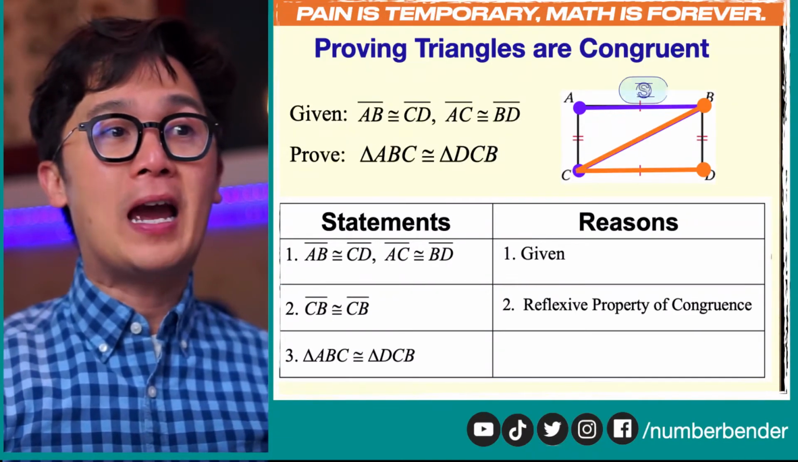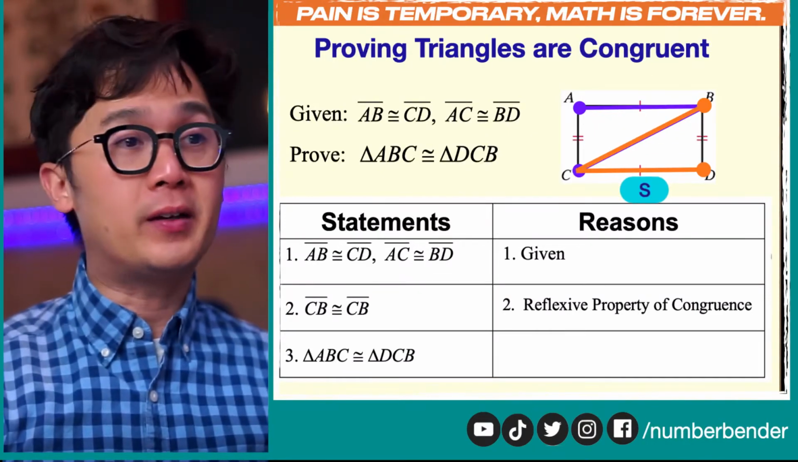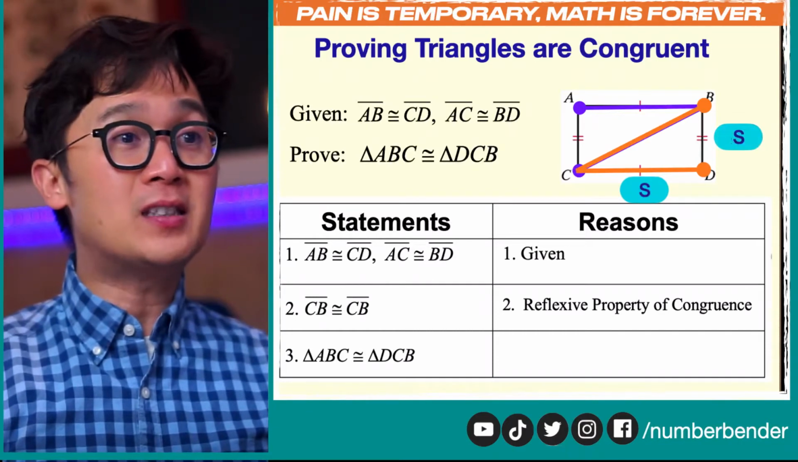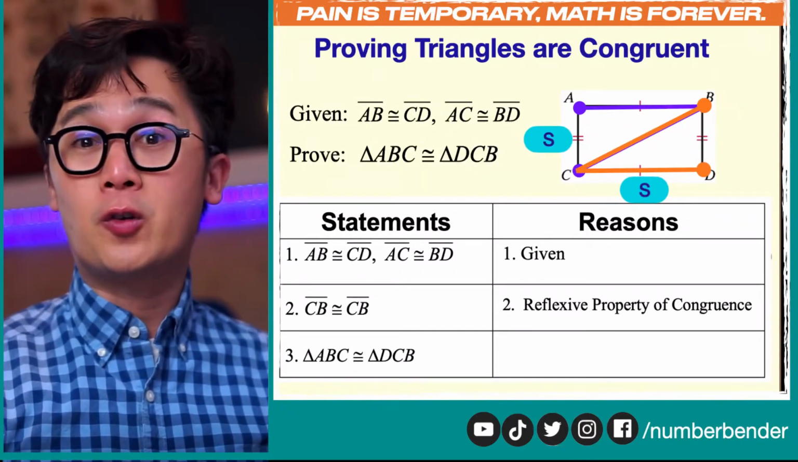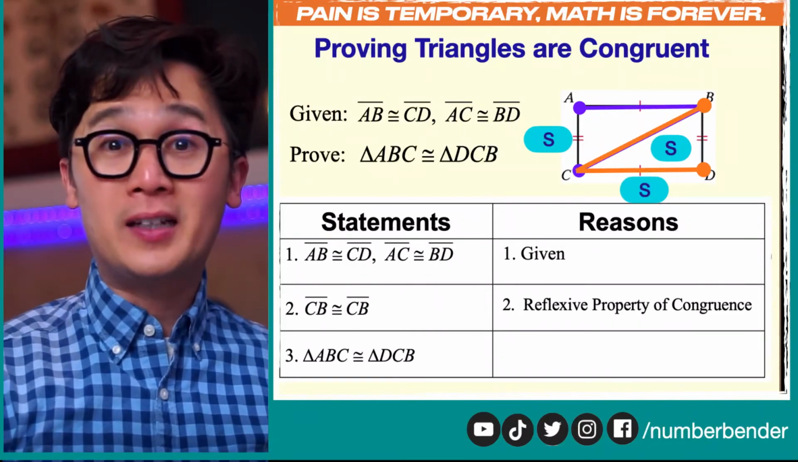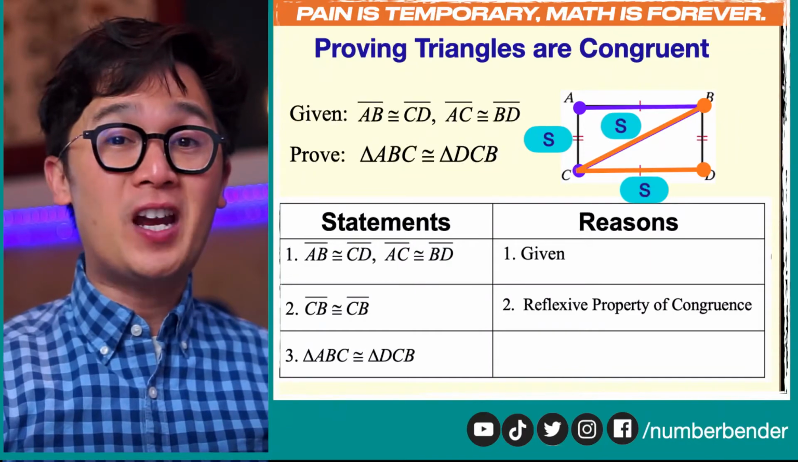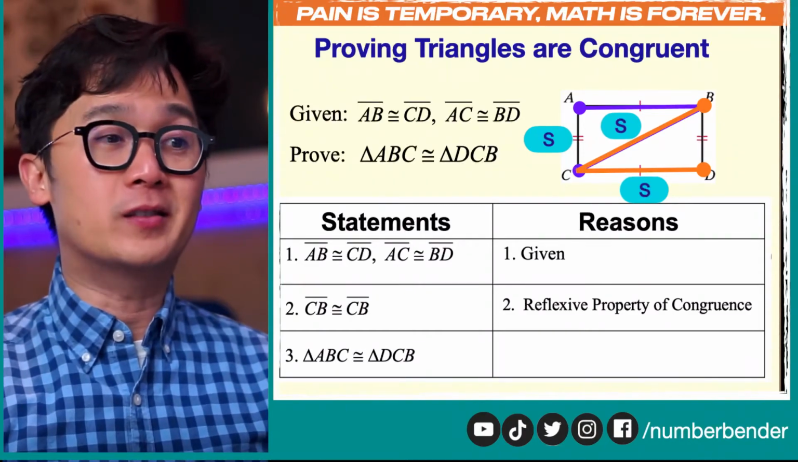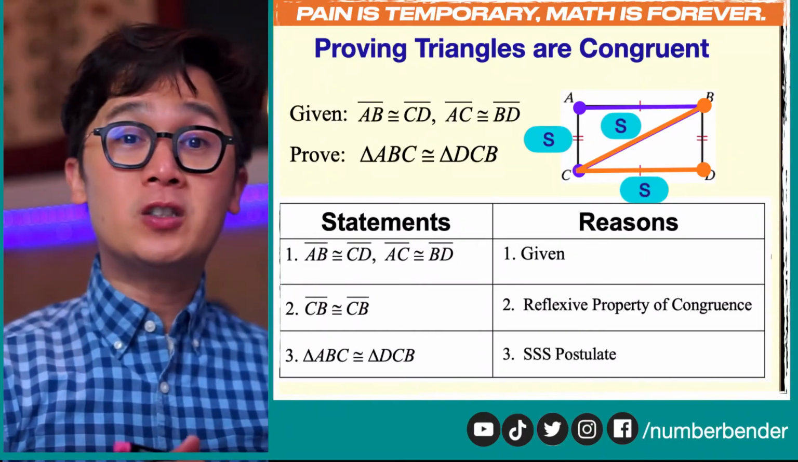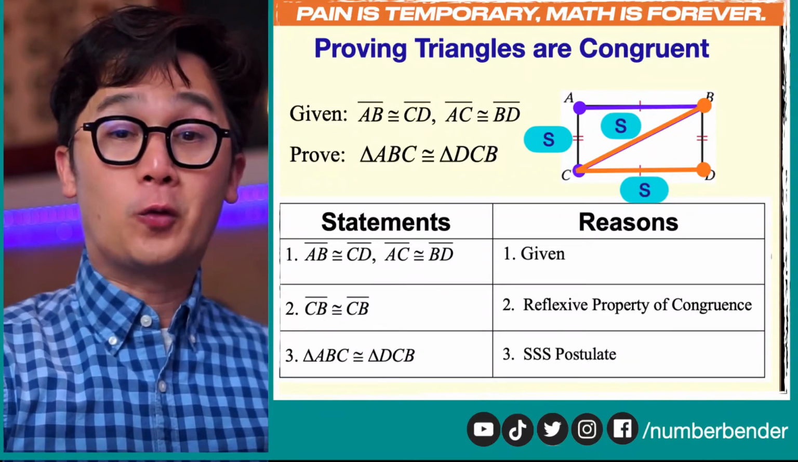So now we have this side and this side that is congruent and corresponding, this side and this side that is congruent and also corresponding, and the diagonal is basically the two lines CB and CB that are also congruent, and they share it with those two triangles. So the SSS postulate is what we use to prove that these two triangles are congruent.